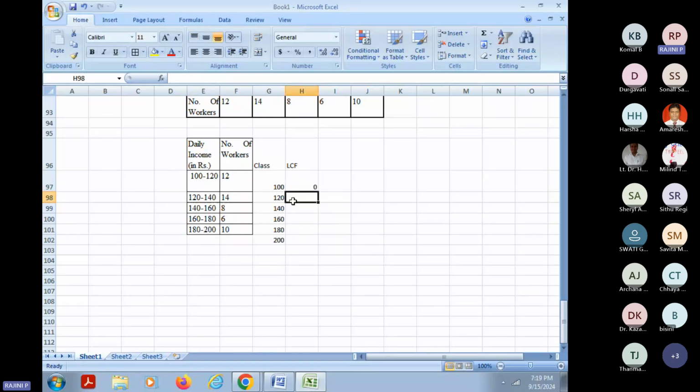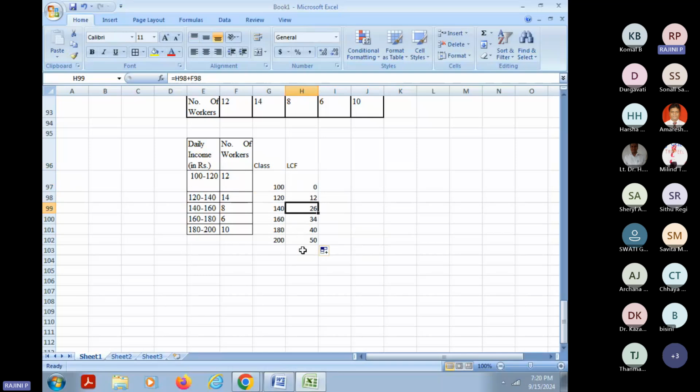And the next value is for 120. How many members are there up to 120? 12 members are there. So up to 120 means less than 100 also should be included here. So add the less than cumulative frequency of 100 plus this 100 to 120. Enter. Just drag it for the remaining observations. So what is that? Less than 140. How many are there? 100 to 120, 12; 120 to 140, 14. So total 26 members.